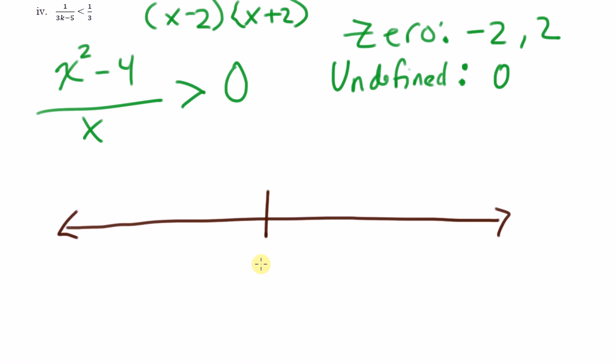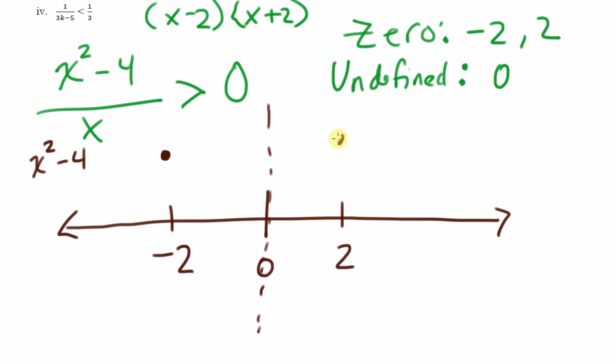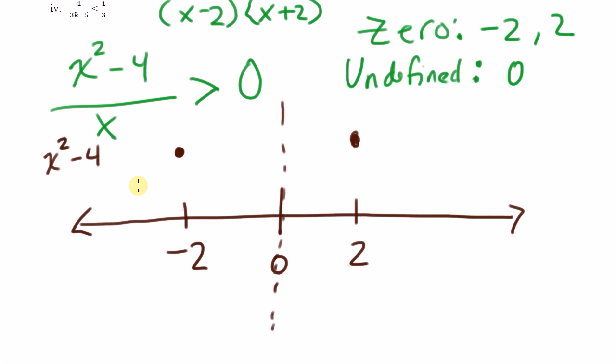Okay, so it's going to be undefined at 0. And at negative 2 it's going to be 0. And I'm just going to put the function here. So this is where it's 0. And at 2 it's going to be 0. And then I'm just going to kind of figure out what happens in between.